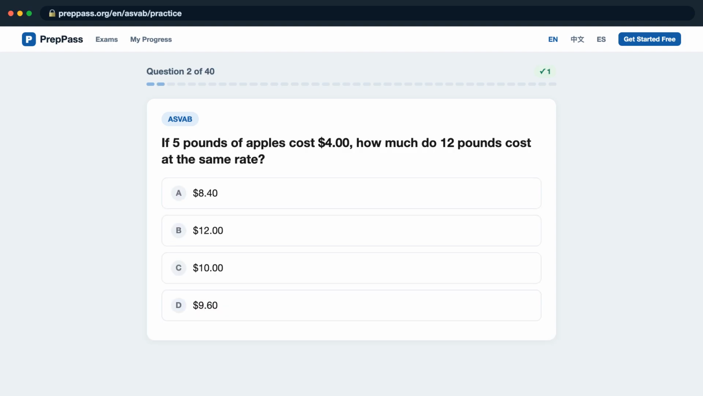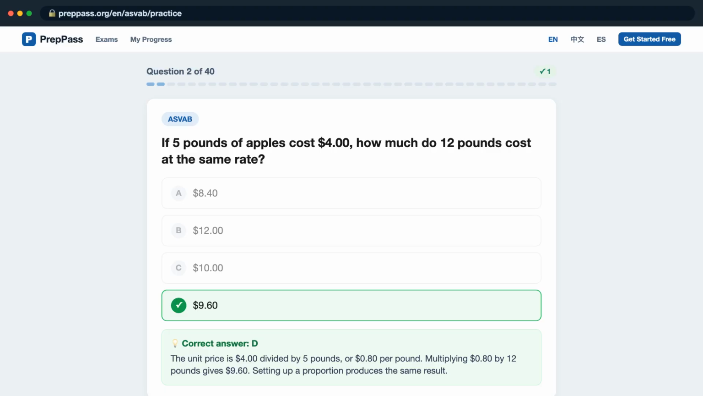Question 2. If 5 pounds of apples cost $4, how much do 12 pounds cost at the same rate? Is it A, $8.40? B, $12? C, $10? D, $9.60? The correct answer is D.